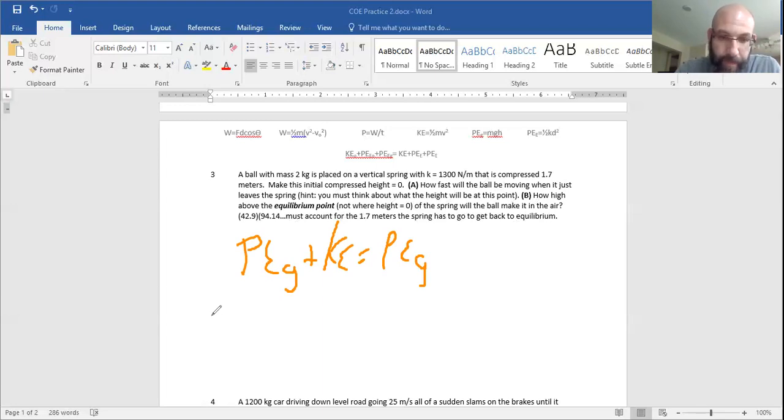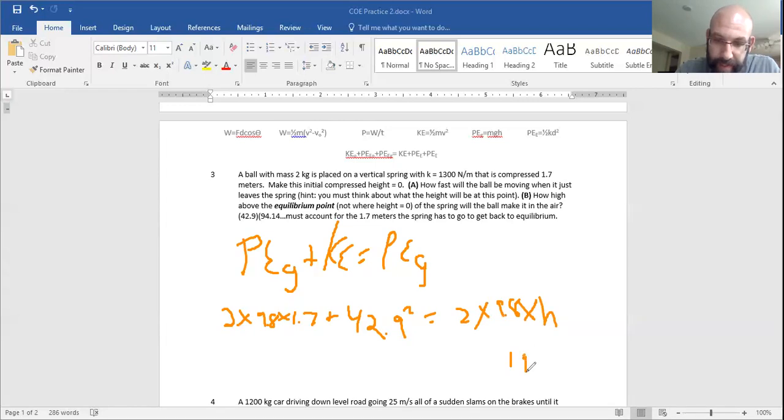We just wrote this. 2, 9.8, 1.7 plus, I'm just going to write half of 2 is 1. I'm not even going to bother writing it. So it's just v squared, 42.9 squared equals on the other side mgh. So 2, 9.8, and then h. This simplifies to 19.6 h.